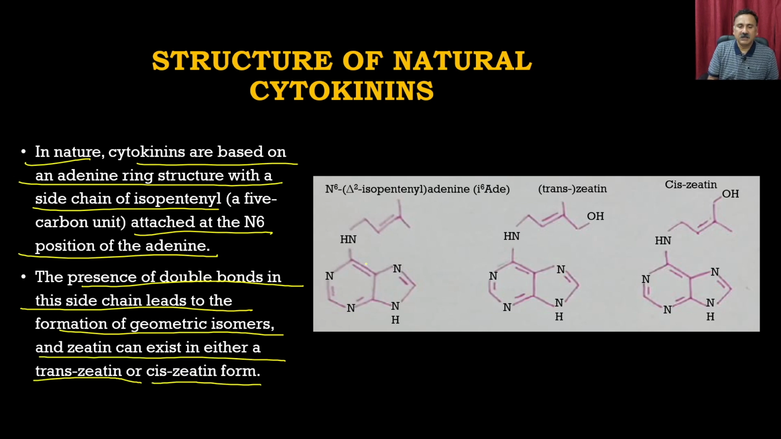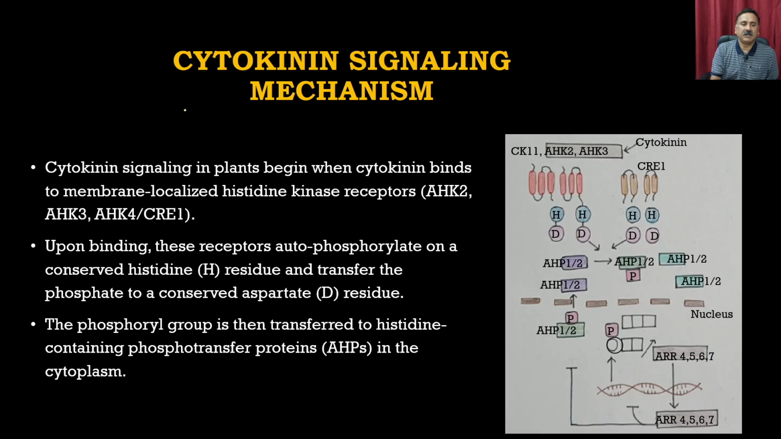So basically, this is the adenine structure, right? And then you're also going to have the isopentenyl chain attached to the amino group present on the adenine, right? And that's how these are some of the derivatives. This is the trans form, this is the cis form. How the signaling works in the cytokinins.